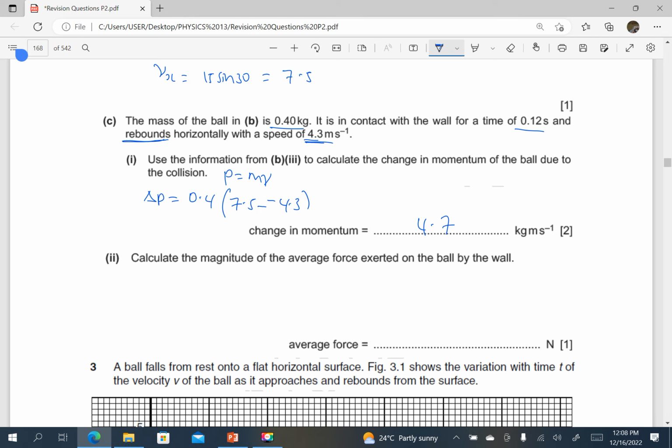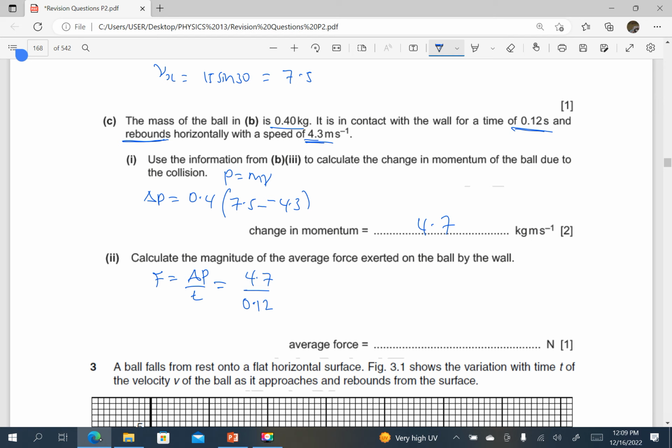Calculate the magnitude of the average force exerted on the ball by the wall. So force is the rate of change of momentum. So this is going to be the change in momentum, which is 4.7, and the time of contact was 0.12. So this is giving me 39 newtons.